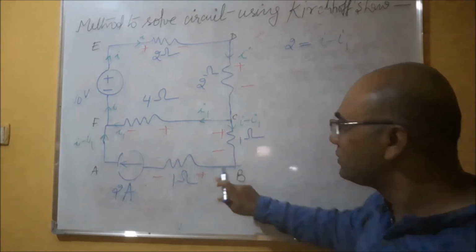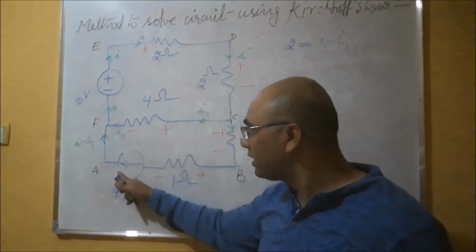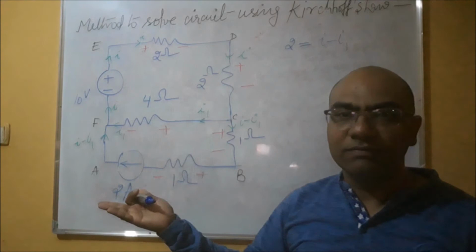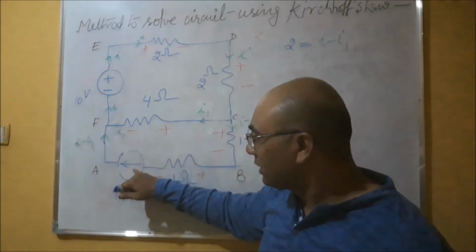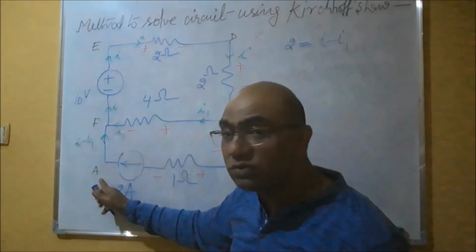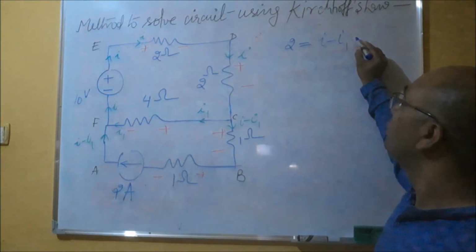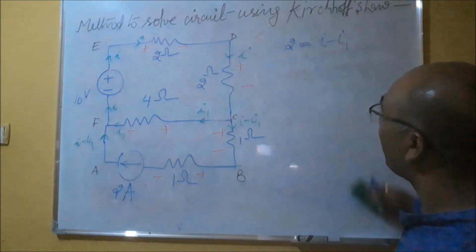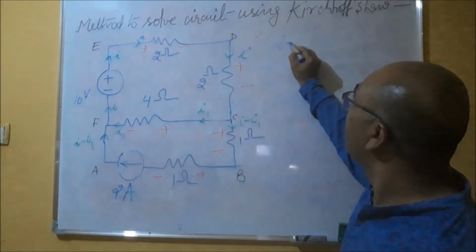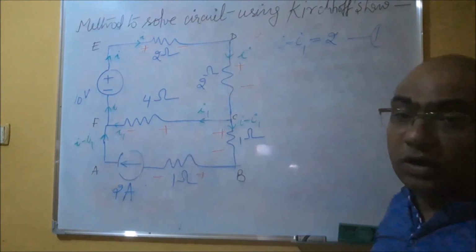You see that this arrow shows the direction of the current. The direction of the current source is the same as your assumed direction. If it were opposite, we would take negative. But since the direction of the current source is from this side to this side, and your current direction is also this side to this side, you take 2 equals I minus I1. Or I write it like this: I minus I1 is 2. This is equation number 1.